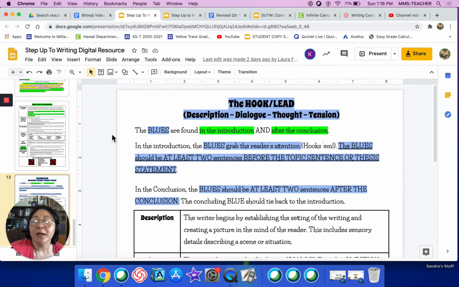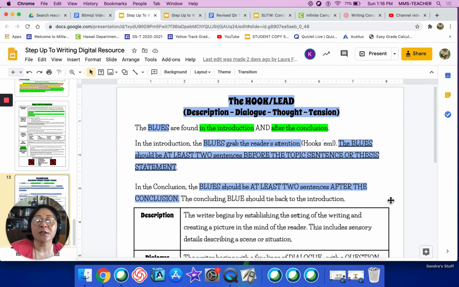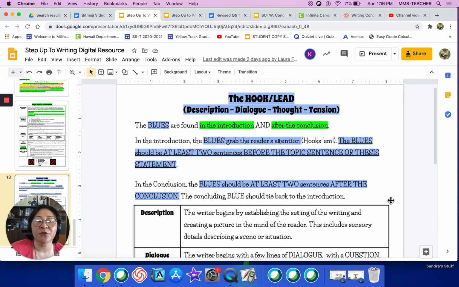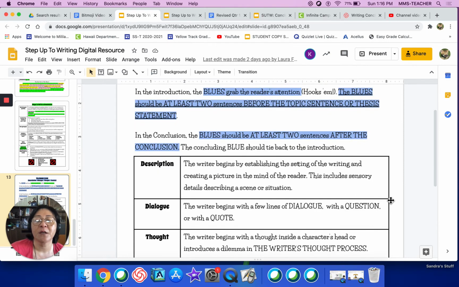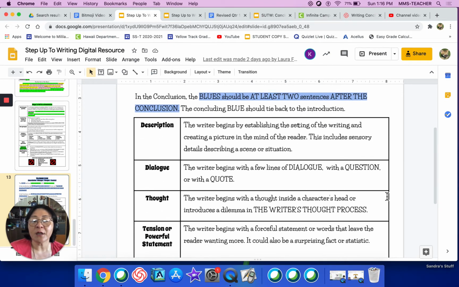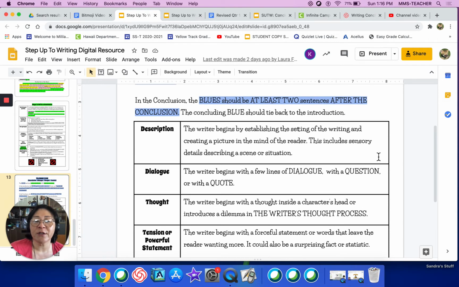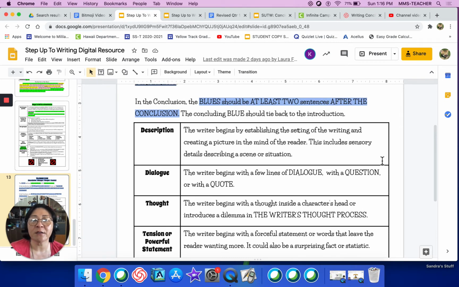Okay. In the introduction, the blues grab the reader's attention or hooks them. The blues should be at least 2 sentences before the topic sentence or thesis statement. And you'll see some examples. Okay. In the conclusion, the blues should be at least 2 sentences after the conclusion. The concluding blues should tie back to the introduction. Okay. So these are some ideas that you can use when you're trying to come up with your blues.